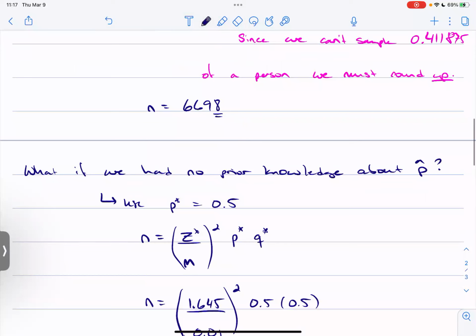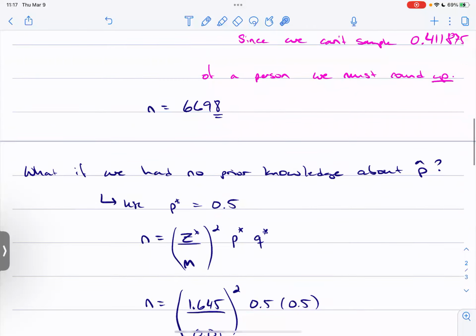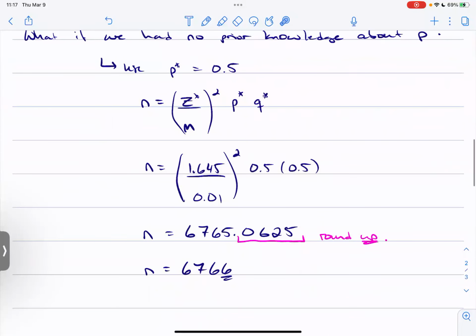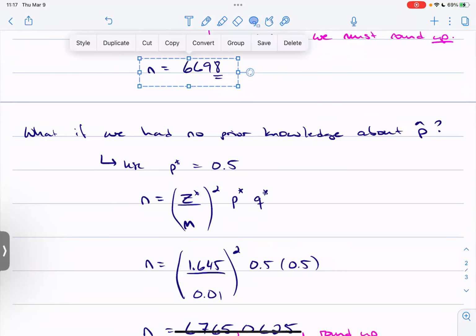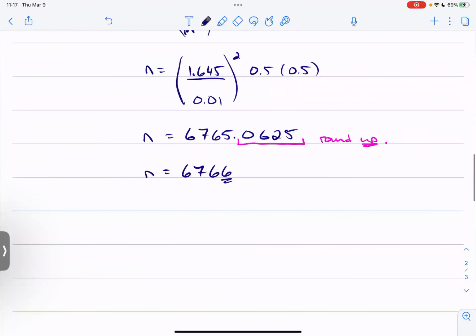Which, how does that compare to the original? Let me just copy this so I don't have to remember it. Versus, right, so slightly larger, or quite a bit larger if it's expensive to sample people, right? Then having that prior knowledge saves us a little bit of money, and time, obviously. Trying to get these opinions is hard, right?